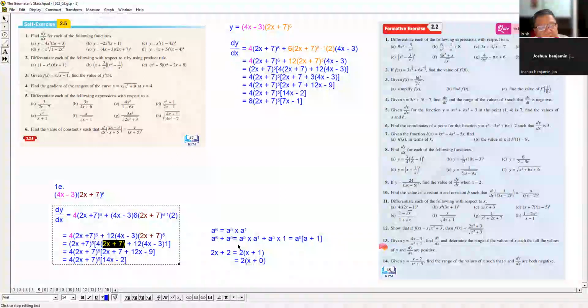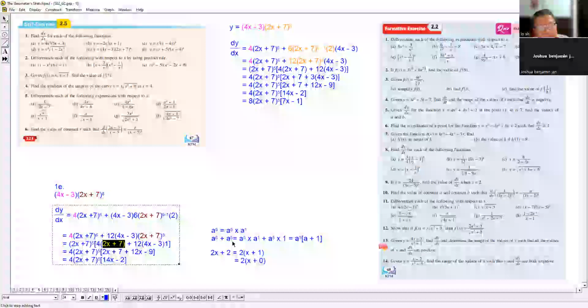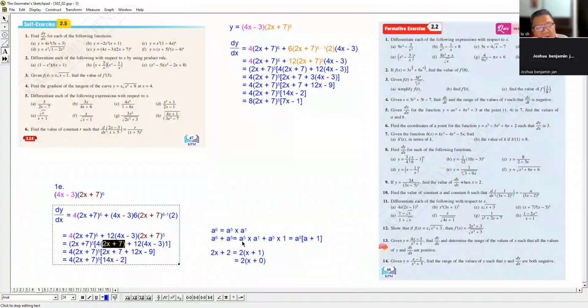Just like here, x to the power of 6, x to the power of 5. So you take out x to the power of 5, you are left with x to the power of 1. You take out a to the power of 5, you are left with a to the power 1. So this is a to the power 1.